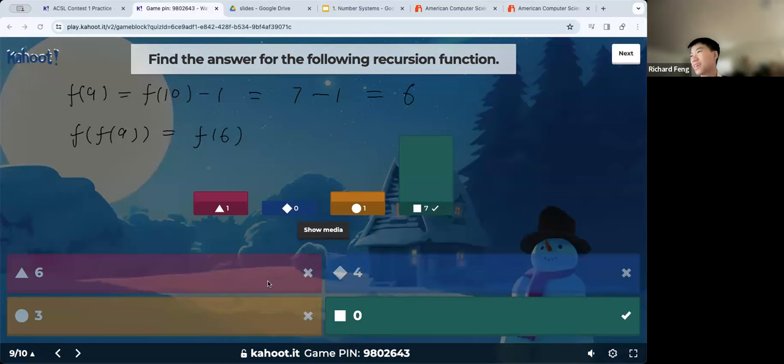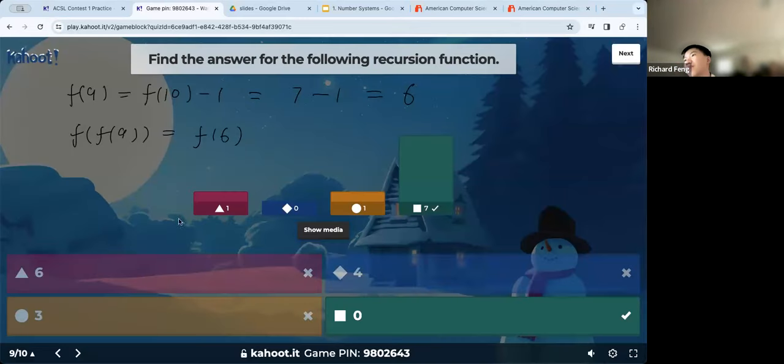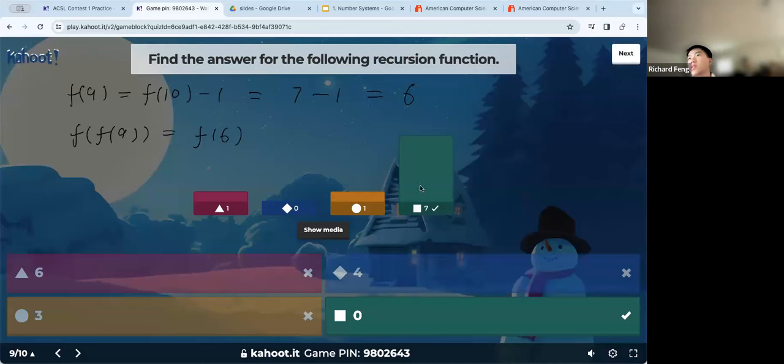I was muted again. So most of you got this one right, which is very good. So f of 9, since 9 is a multiple of 3 and not a multiple of 4, we use the second expression, which is f of 10 minus 1. And since 10 is neither a multiple of 3 or 4, it's just 10 minus 3, which is 7. So 7 minus 1 is 6.